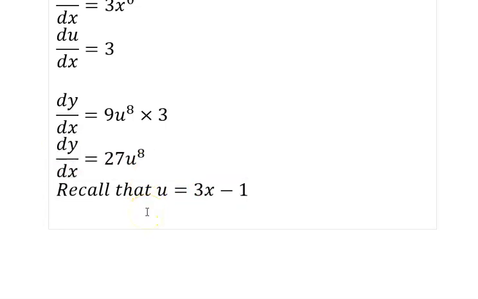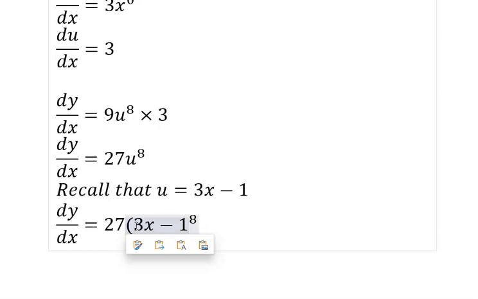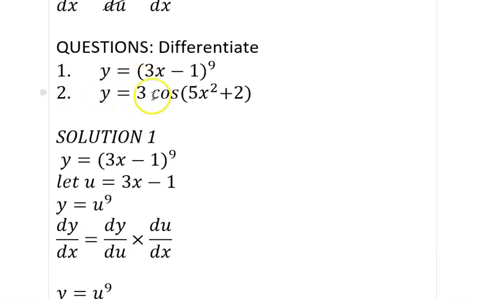That's why it's called function of a function. So anywhere you see u, you put 3x minus 1 in there. Beautiful. So this is our answer. So our dy dx is now 27 into 3x minus 1 close all this to power 8. That's why it's called function of a function. So let's quickly dive into the second question. Solution number 2.